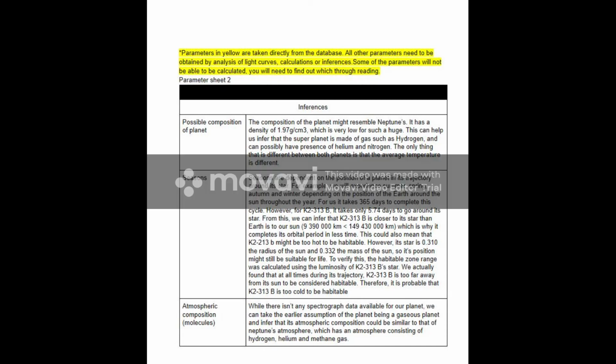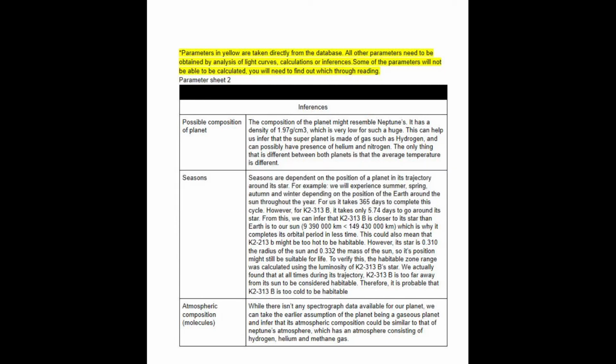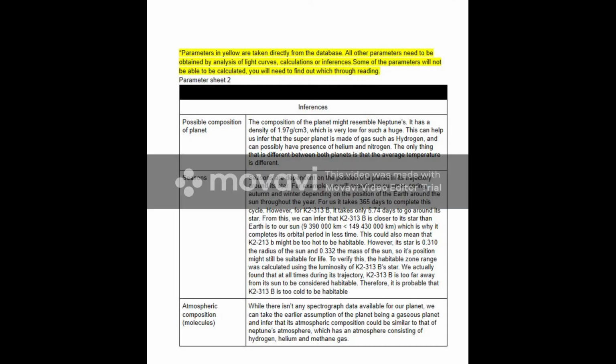To verify this, the habitable zone range was calculated using the luminosity of the exoplanet's star. We actually found that at all times during its trajectory, the exoplanet is too far away from its Sun to be considered habitable. Therefore, it is probable that the only season experienced on K2 303b is winter.